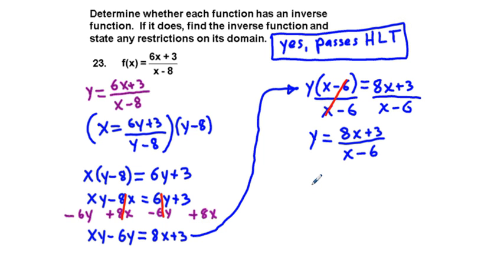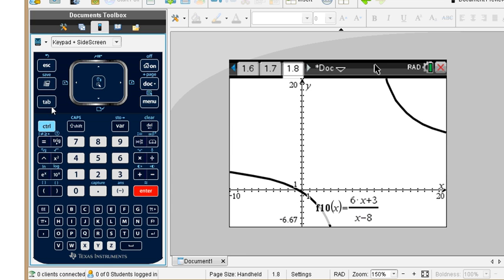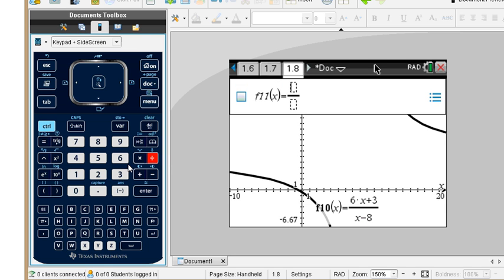And writing in inverse function notation, we have the inverse function equals 8x plus 3 over x minus 6. And we know that x cannot equal 6. Let's go ahead and graph this here, see what it looks like. I'm going to leave this in the same window. We have 8x plus 3 over x minus 6.